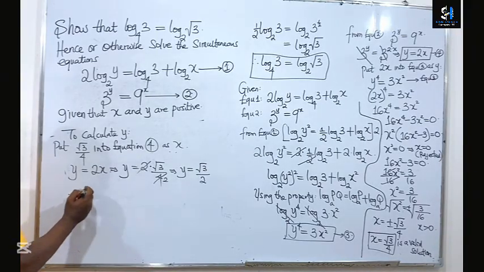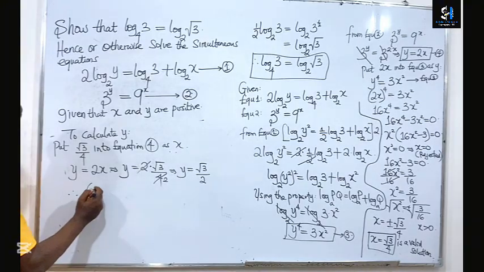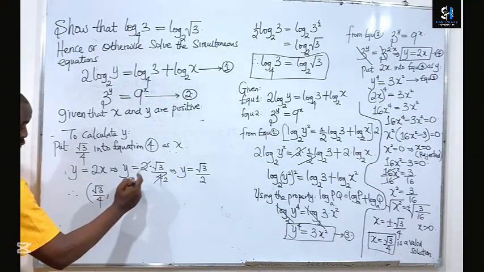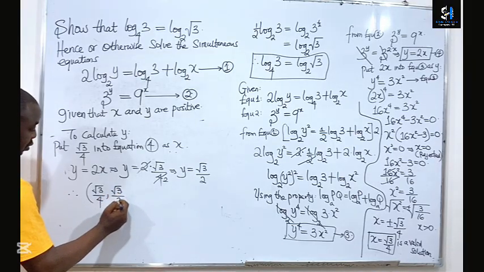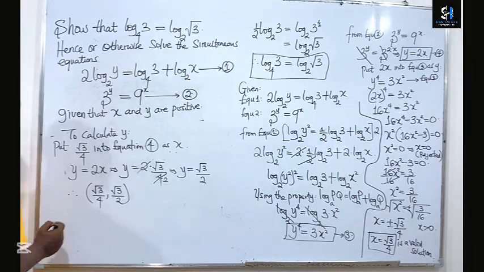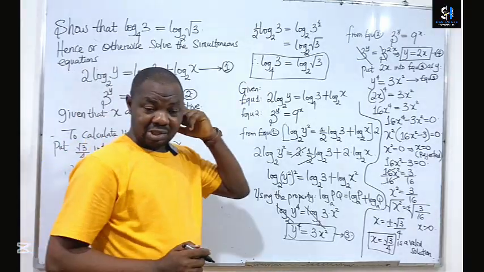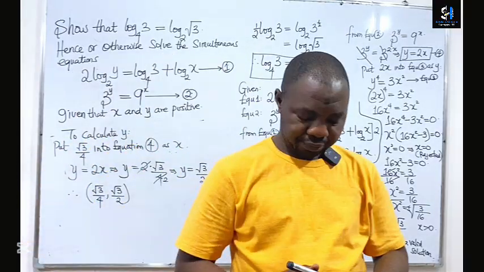So therefore, our solution will be x equals radical 3 over 4, and y equals radical 3 over 2. So this is the solution to the simultaneous equation.